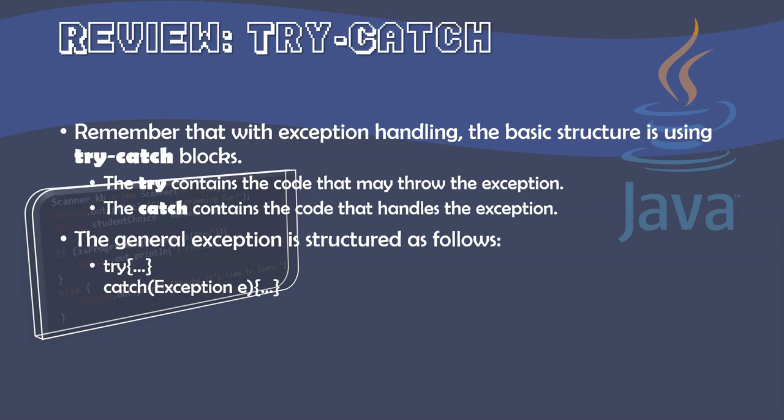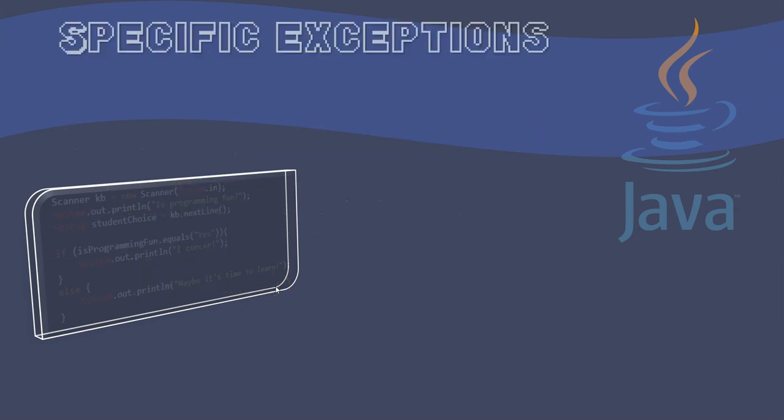Now the general exceptions are structured as follows. You have a try block with some code in it, and then a catch block with some code in it. And notice with the catch block, we have this parameter here. So we have an exception E here. Of course, you can throw other exceptions, but this is just an example. This is just the general exception right here. But it's generally going to follow this format, a try followed by a catch, and of course code in between both of those.